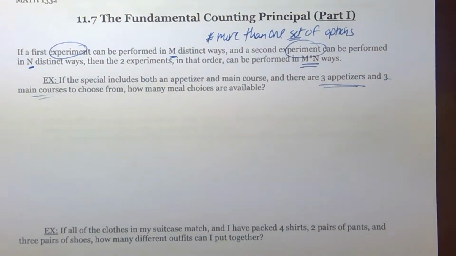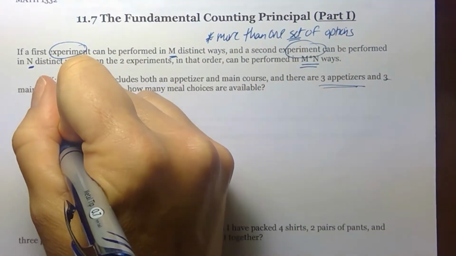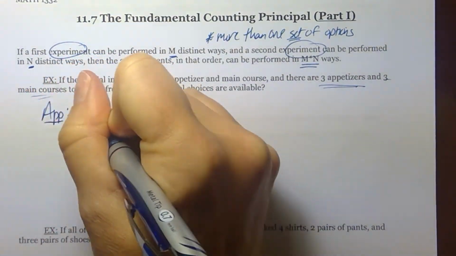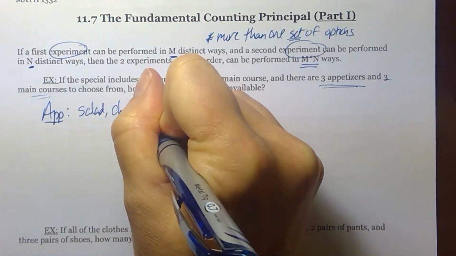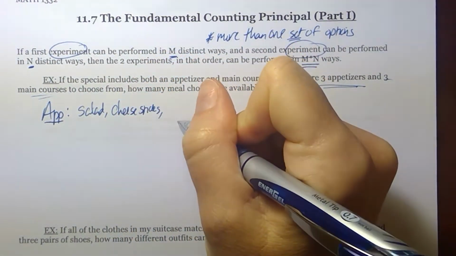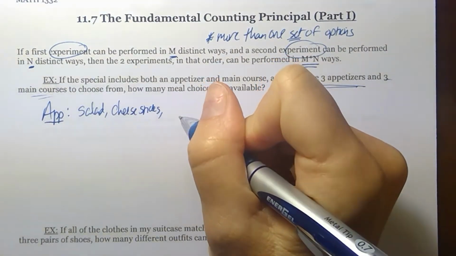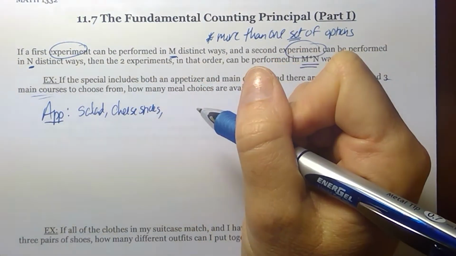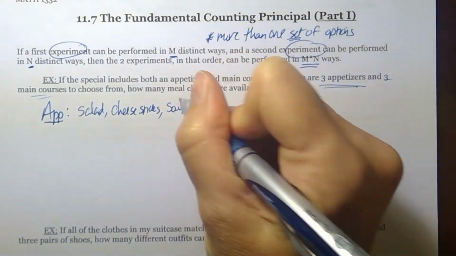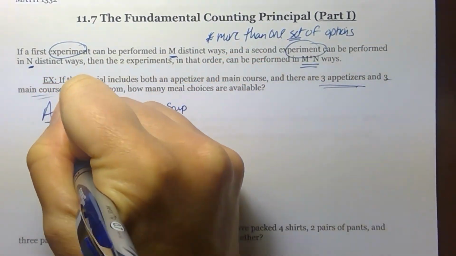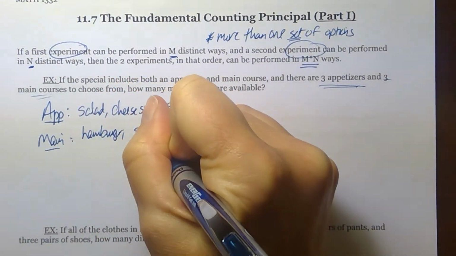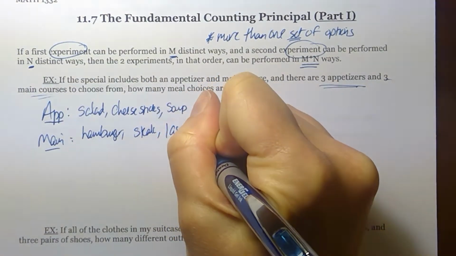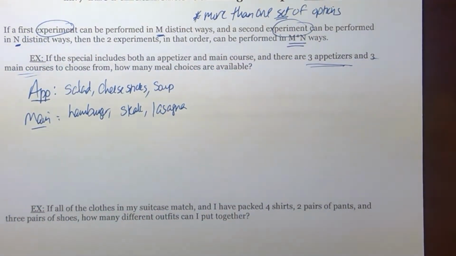Let's say that my appetizers include salad, cheese sticks, and what else for appetizers? Or soup. And then my main courses, those options include a hamburger, a steak, or lasagna. Okay, how many different meals are available for me?